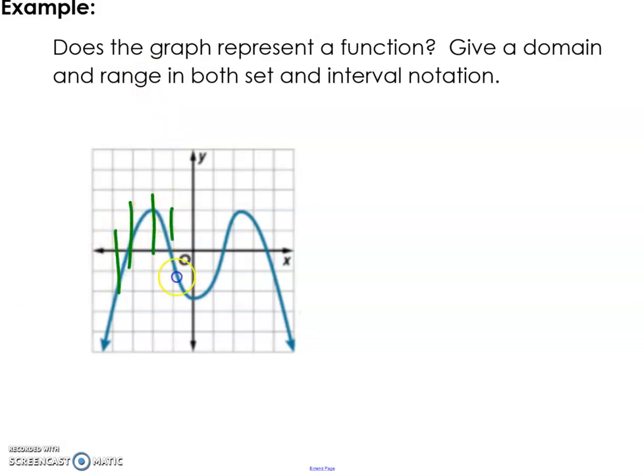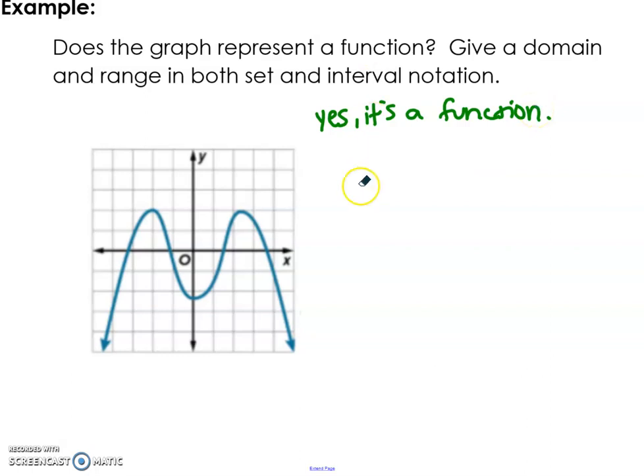So if I draw vertical lines at different points, okay, it's only ever touching the graph at most once. So we know that this is a function. So I'm just going to erase this so it doesn't confuse us. So we do know that it is a function. So yes, it's a function. And then what we're going to do now is find the domain and the range.